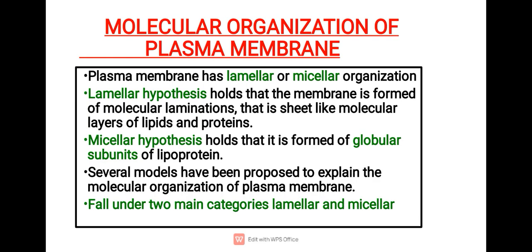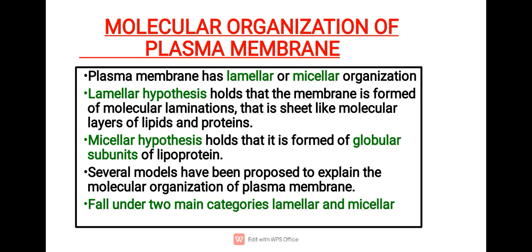Molecular organization of plasma membrane. When we learn about the molecular organization of plasma membrane, we can see that it has a lamellar or micellar organization. Lamellar hypothesis holds that the membrane is formed of molecular laminations, that is sheet-like molecular layers of lipids and proteins. Micellar hypothesis holds that it is formed of globular subunits of lipoprotein. Several models have been proposed to explain the molecular organization of plasma membrane.